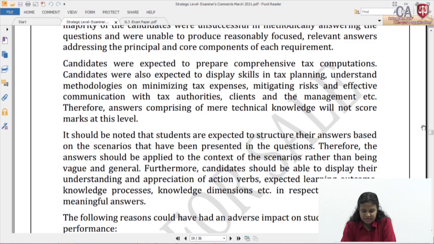Furthermore, candidates should be able to display their understanding and appreciation of action verbs.